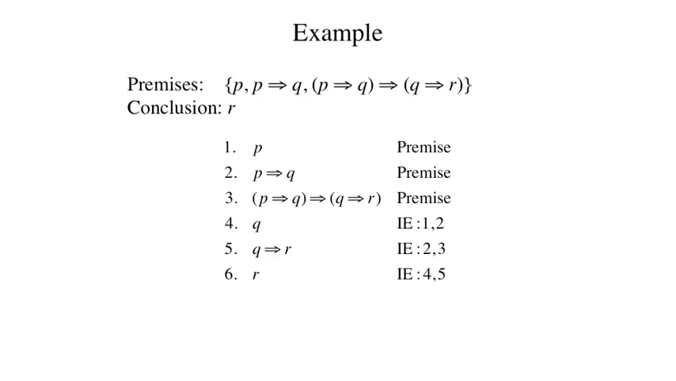Here's an example. Suppose we have the set of sentences we saw earlier. We start our proof by writing out our premises. We believe p, we believe p implies q, and we believe that p implies q implies that q implies r. Using implication elimination on the first premise and the second premise, we derive q. Applying implication elimination to the second premise and the third premise, we derive q implies r. Finally, we use the derived sentences on lines 4 and 5 to arrive at our desired conclusion.